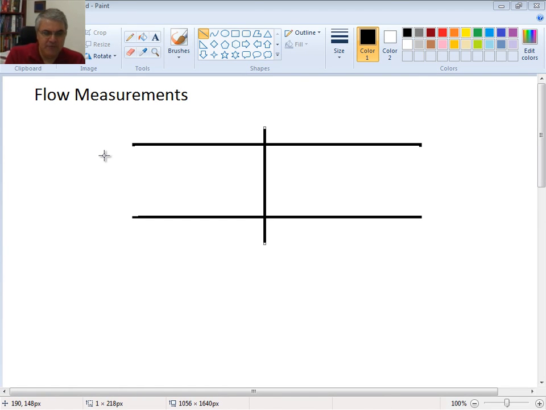I'm going to discuss flow measurements today. What you see here is a cross-sectional area of a pipe that is blocked by this device, as you can see right in the middle. My intention here is to demonstrate how we can actually measure the flow, let's say, passing through this opening in this pipe. So water is flowing through here.